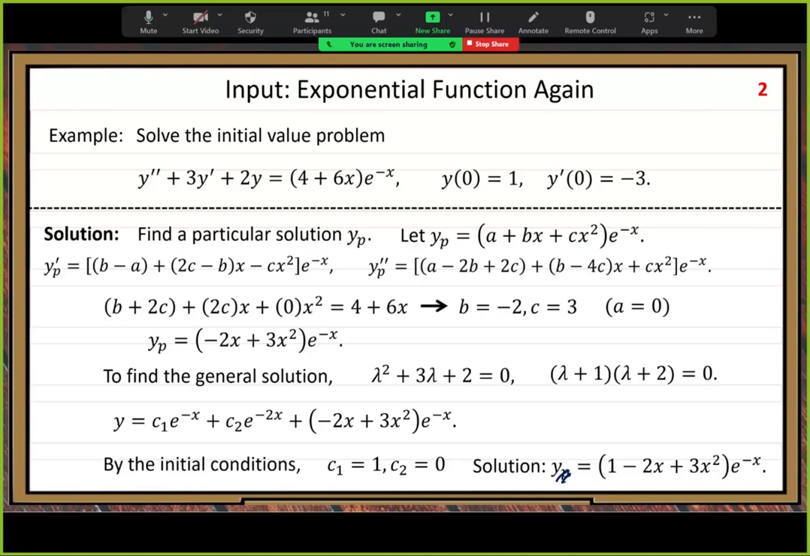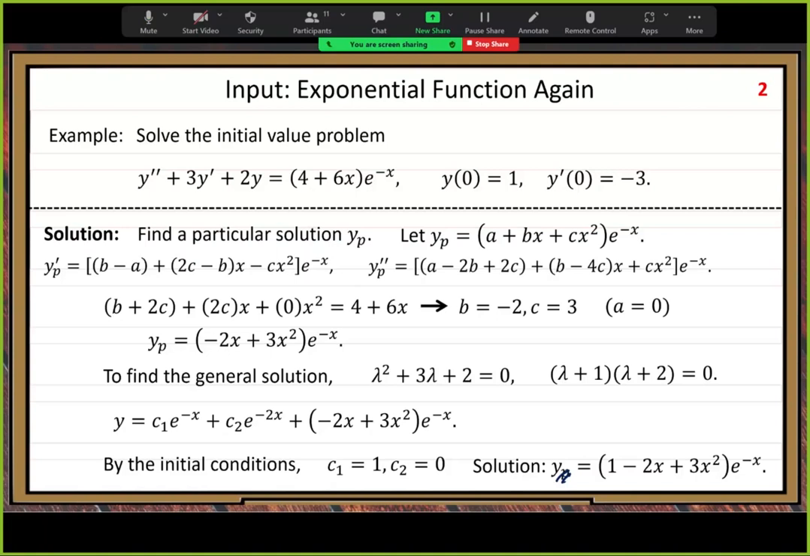Although you can say this yp is also a particular solution of the original equation. That's also correct. But we do not want to confuse it with our previous yp. Good. This should be y. Okay. Very good.